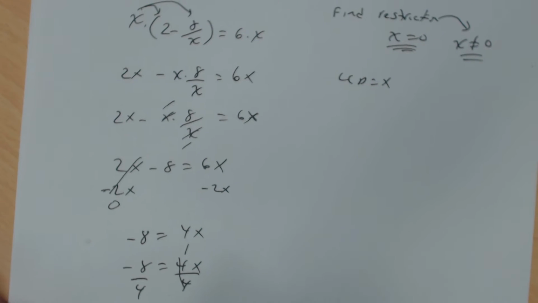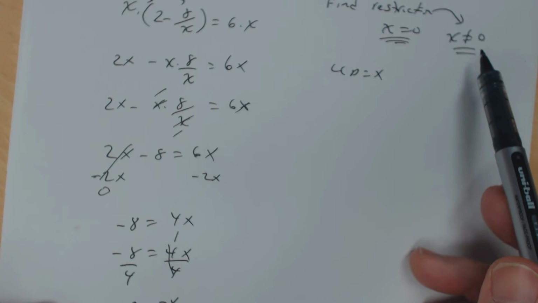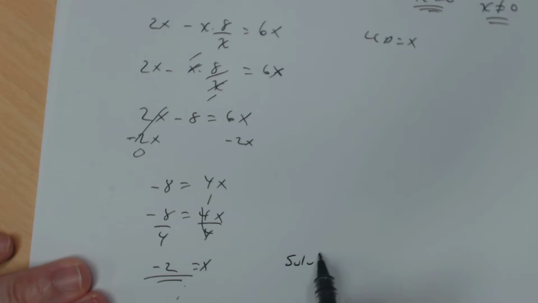Now remember, always check to see if negative 2 is a restriction. It is not, so that would be my solution. So the solution would be x equals negative 2. That's your solution.